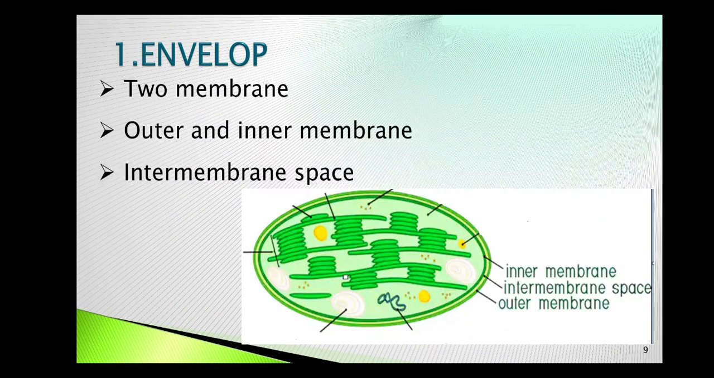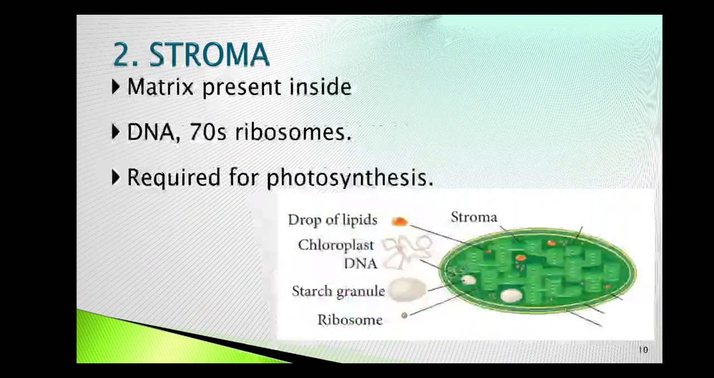Envelope. Chloroplasts are surrounded by a double membrane called envelope, and this is composed of outer and inner membrane. These two membranes are separated by intermembrane space. Outer membrane is freely permeable to molecules and the inner membrane is selectively permeable and contains many transporters which regulate the passage of small molecules like sugars in and out of chloroplast.